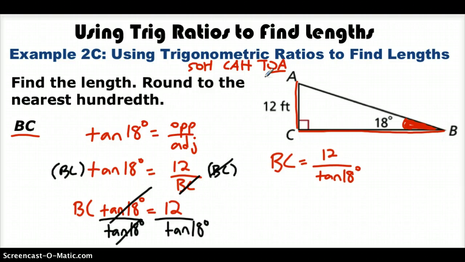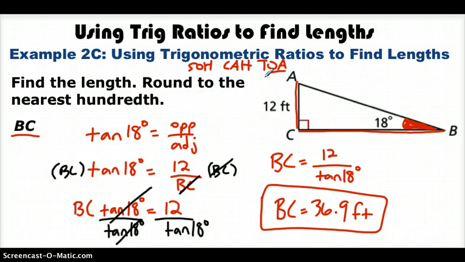Now I can move to my calculator. I'll press 12, the divide button, put 18 in tangent, and press enter, and it looks like about 36.9 feet is what we'll get. So BC equals 36.9 feet. Obviously that's much longer than the short leg, and that seems to be about right.